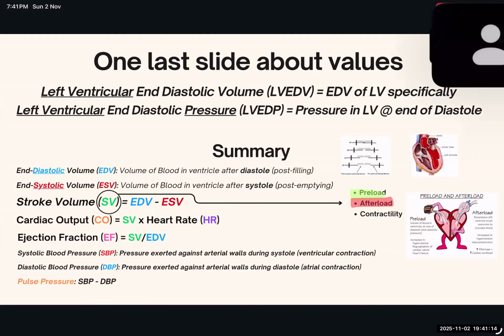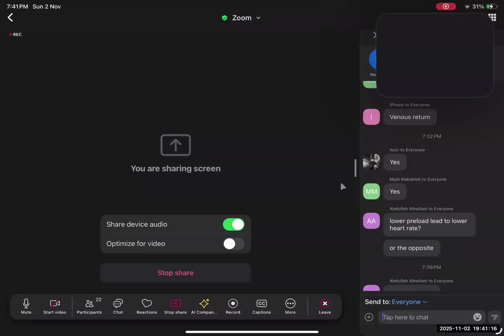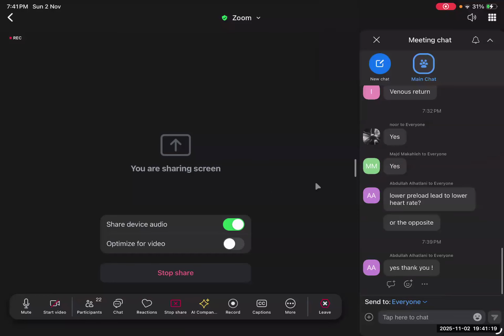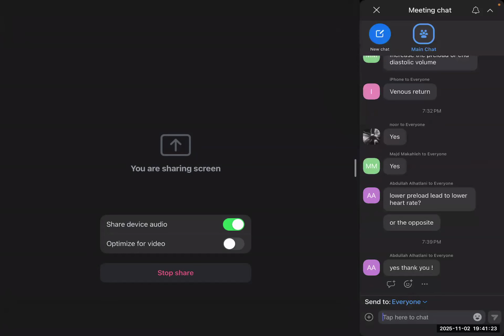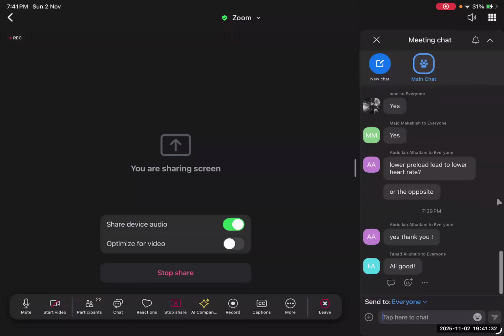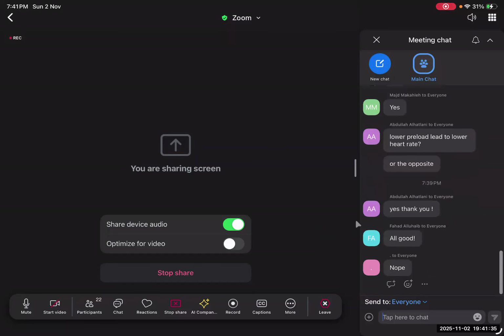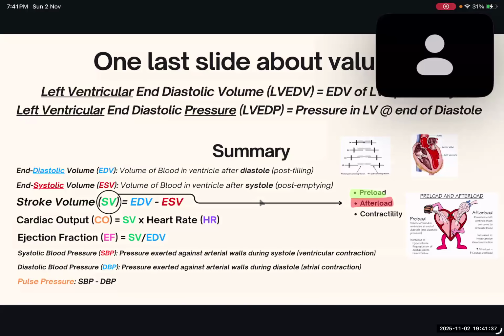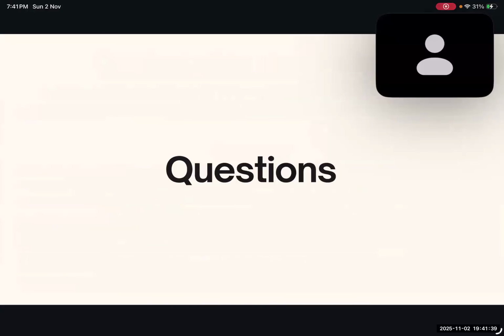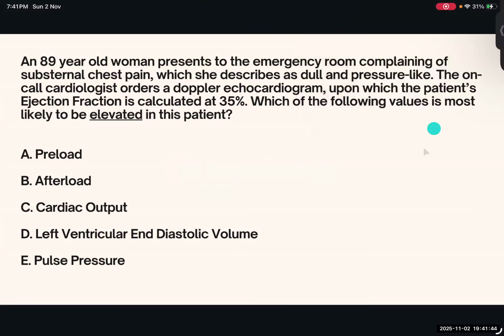Does anybody have any question about all these numbers and equations that we talked about? All right. Okay, fantastic. Everything is clear. Wonderful. So now let's do a few questions about everything that we just discussed. Let's read the question together. Does anybody want to read the question?